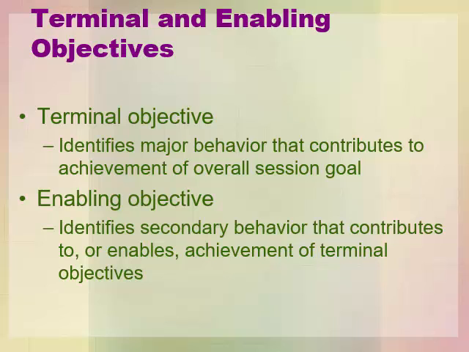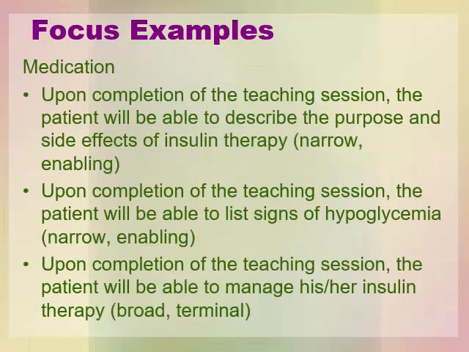An enabling objective is a very narrow goal. It's going to identify secondary behaviors that contribute to or enable achievement of tertiary objectives. So they're much more specific to achieving behavior changes. These are the steps that the patient is going to work through and accomplish to be able to meet the overall terminal objective. So let's look at a couple of examples of terminal and enabling objectives.